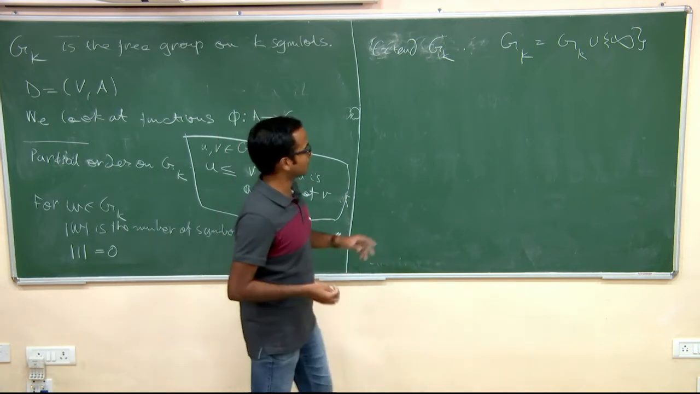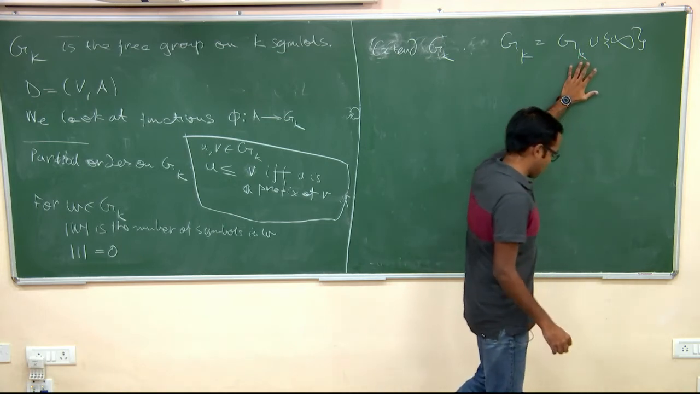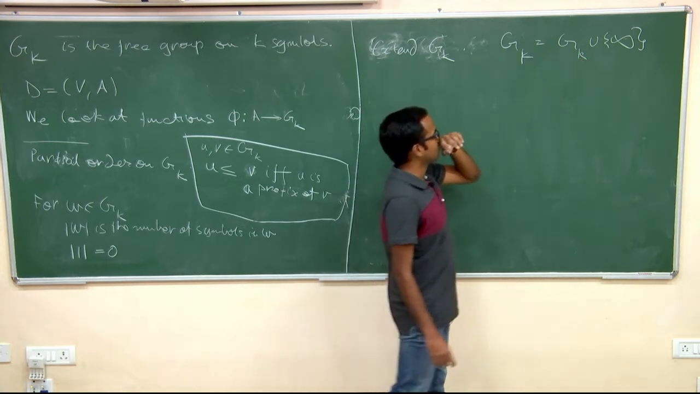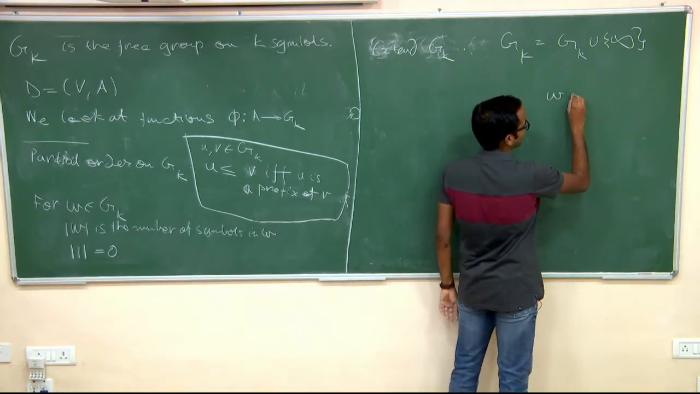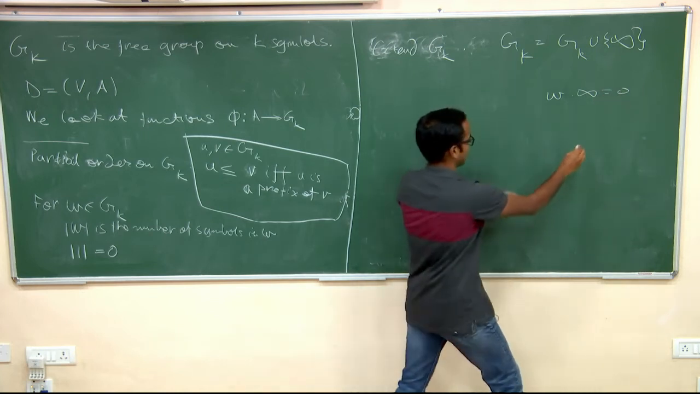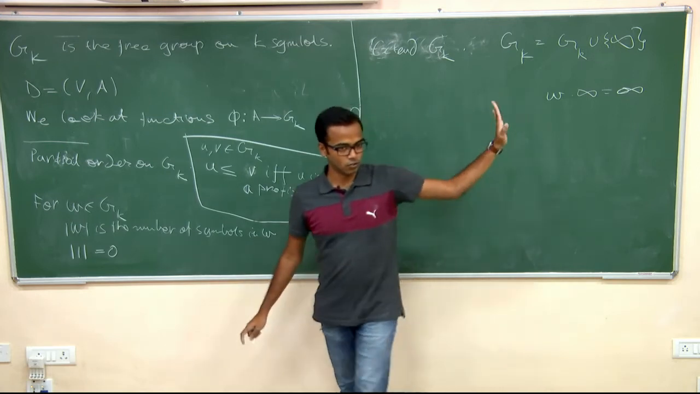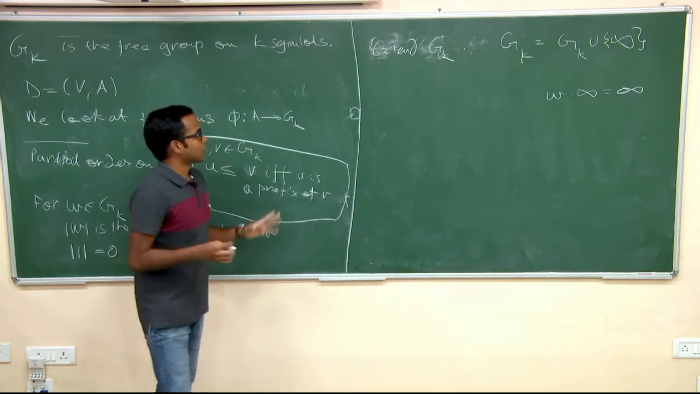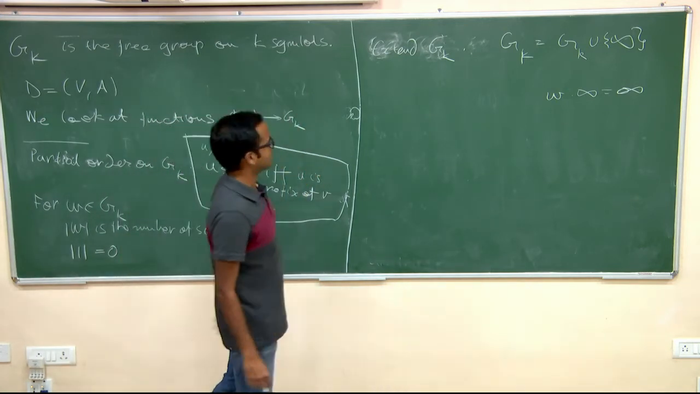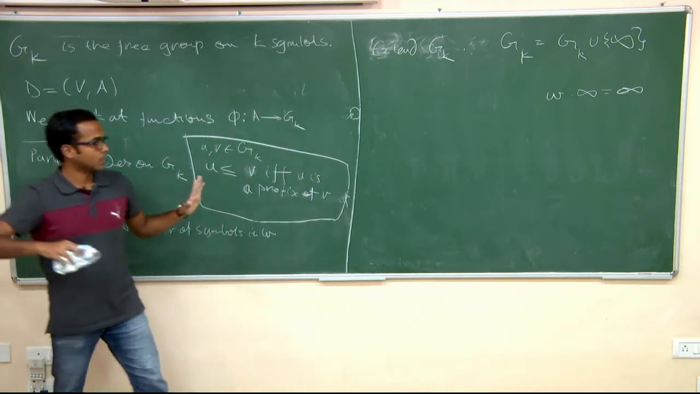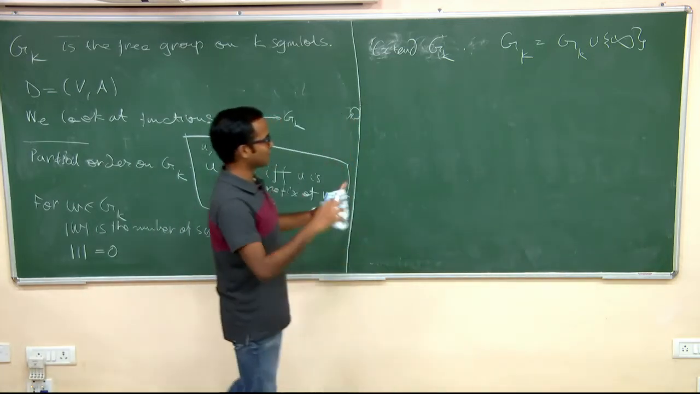I don't know how to look at this as a group. Maybe you have to modify the operation somehow. So maybe any w dot infinity is infinity, something like that might work. But I'm not sure if this thing will still be a group. Okay, but we'll look at just the lattice. We'll extend that to another lattice and then look at an algorithm on that.